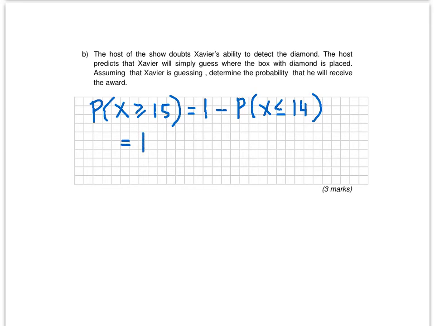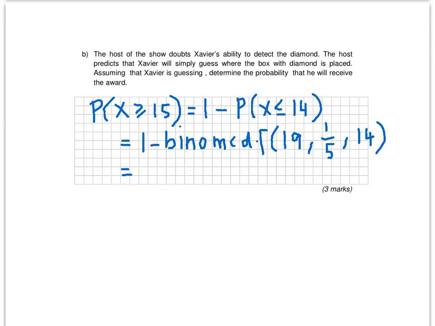However, the value of p has changed to 0.2, so the value that we obtain here is 1 minus binom CDF of n 19, p 1 over 5, and x 14, and we got the answer as 5.54 times 10 to the power of negative 8, which is approximately 0.